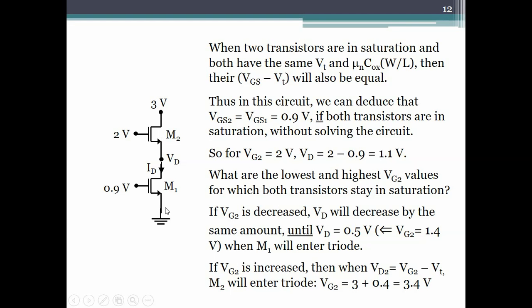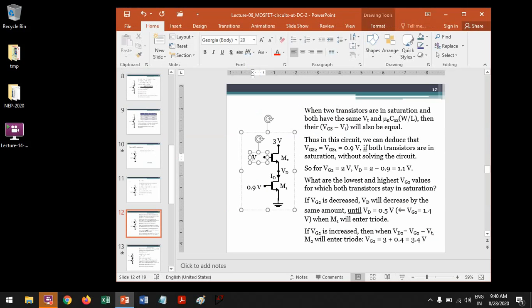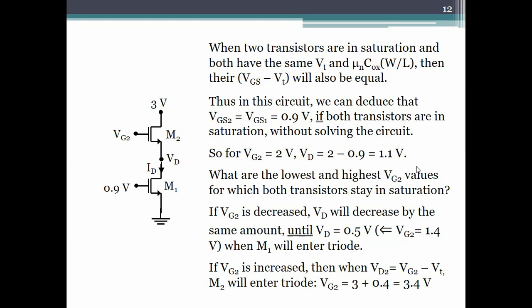Okay, now I am asking the next question. So for Vg equal to 2 volts, we find that both the transistors are in saturation. Now I'm asking, what is the lowest and highest value of Vg2 for which M1 and M2 both stay in saturation. Alright, so let's think about it. As Vg2 is decreased, maybe I should write Vg2 here. Let me write Vg2 here, it is more intuitive to be able to see the Vg2 there.